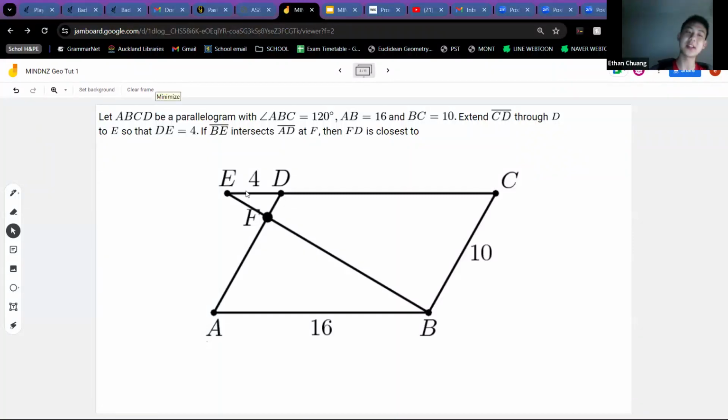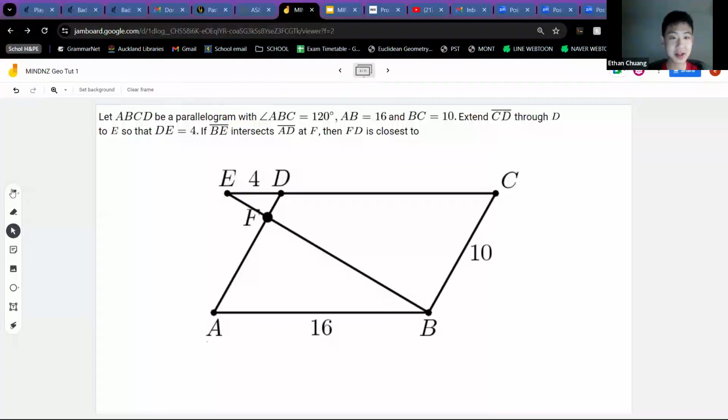Is it side, side, side? Is it angle, angle, side? Or is it side, angle, side? Wait, angle, angle, side is not even right. It was the parallel line things. Is it side, side, side, side, angle, side, or angle, angle, angle? My bad, not angle, angle, side. That's congruent triangles. Which one is it? Angle, angle, angle.